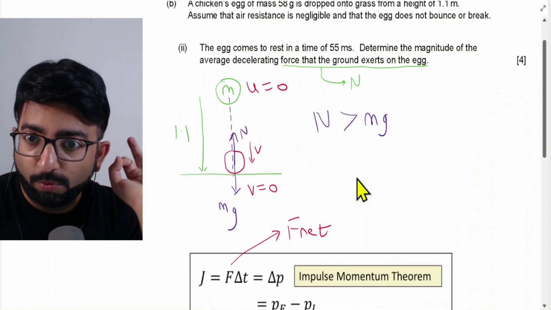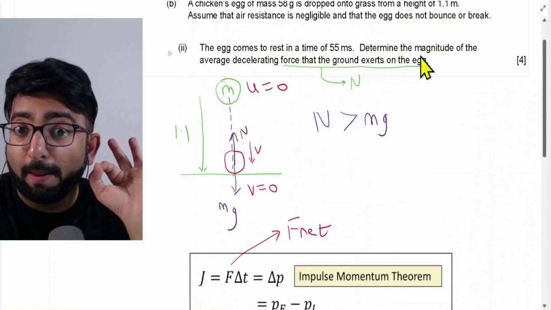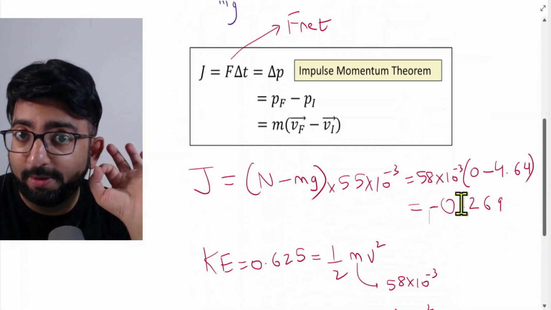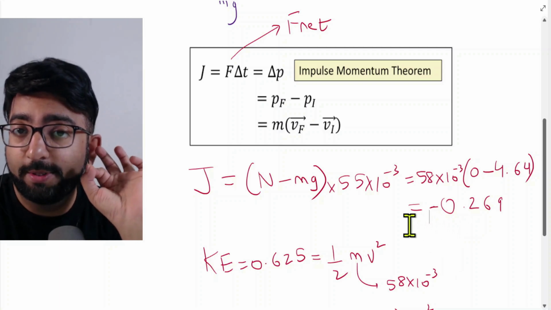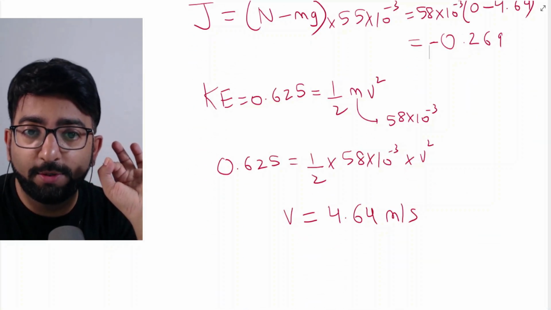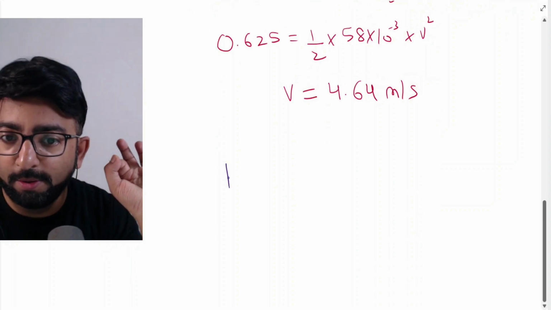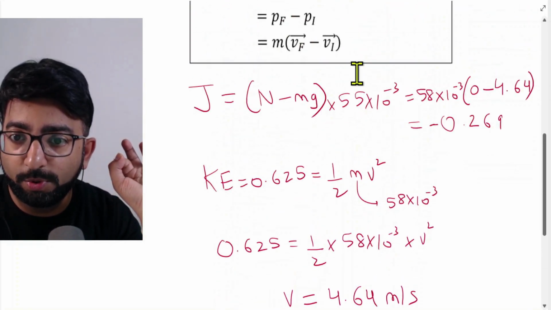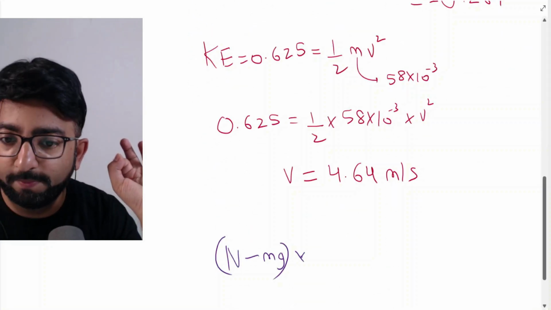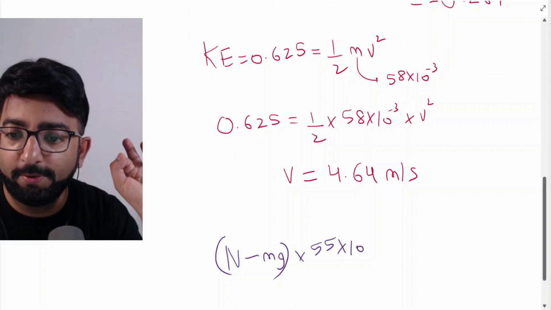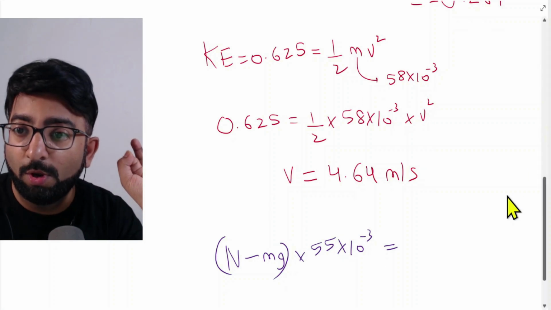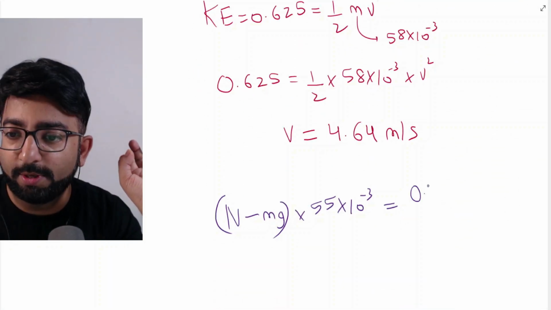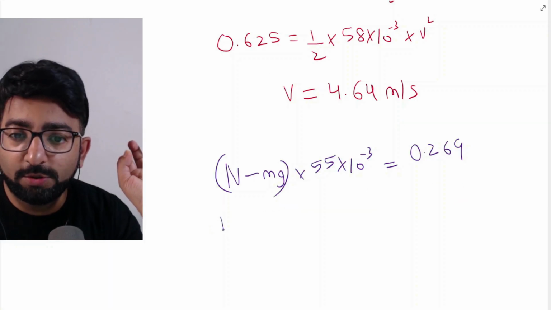Now, if we go back to the question, we were supposed to find the magnitude of the force. And that is why we can ignore this minus sign, since we want only the magnitude. So the entire equation we can now write as N minus mg multiplied by the time taken, which was 55 milliseconds, 55 into 10 to the power minus 3. This will be equal to, on the right hand side, ignoring the minus sign, 0.269. And now let us cross multiply.